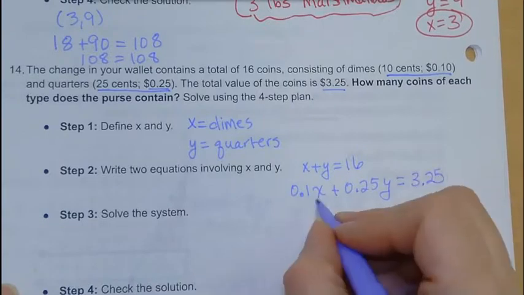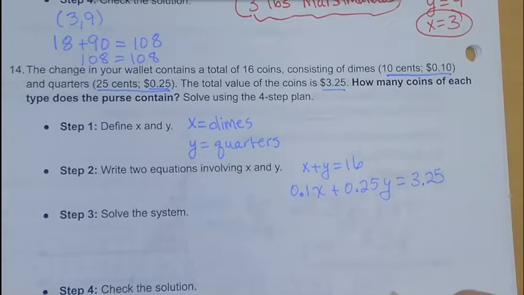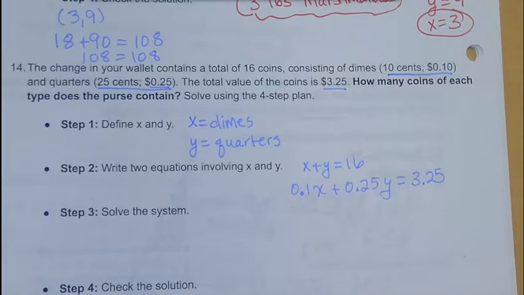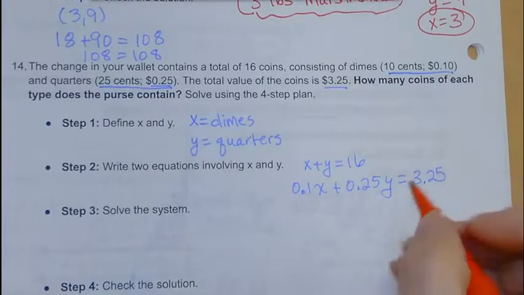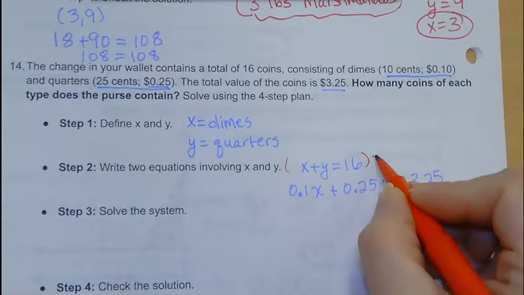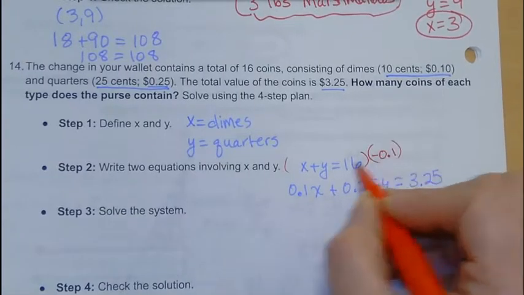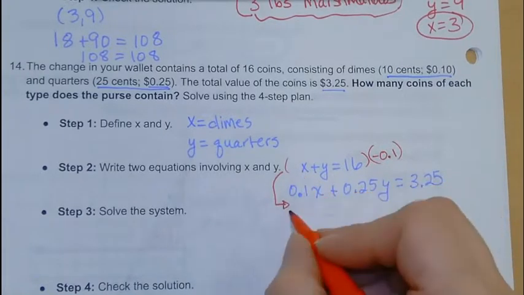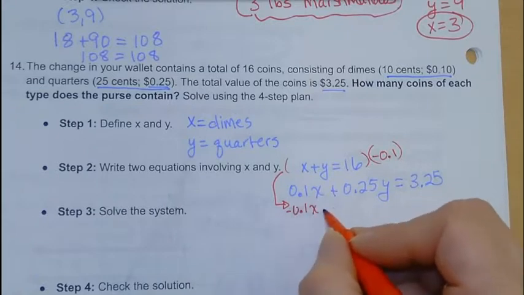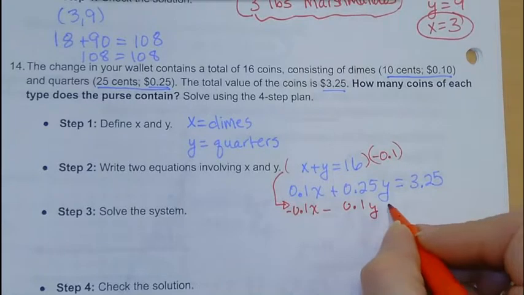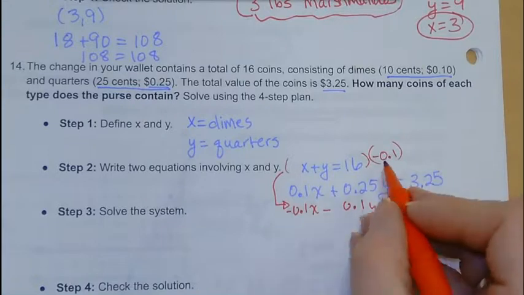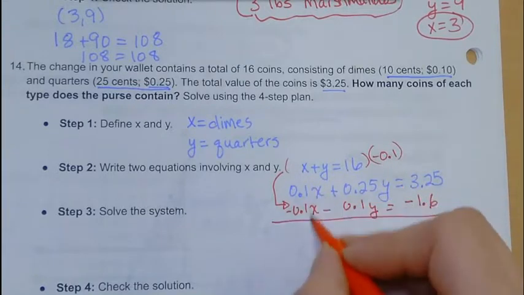$3.25. So again, I can plug both of these straight into Desmos, or I can solve this either using substitution or using elimination. So I actually am going to go ahead and solve it using elimination. I'm going to multiply this whole guy times negative 0.1. So I'm going to rewrite this equation right down here. Negative 0.1x minus 0.1y equals negative 1.6. Okay, I multiplied it times negative 0.1 so that now I can just add these two things together.